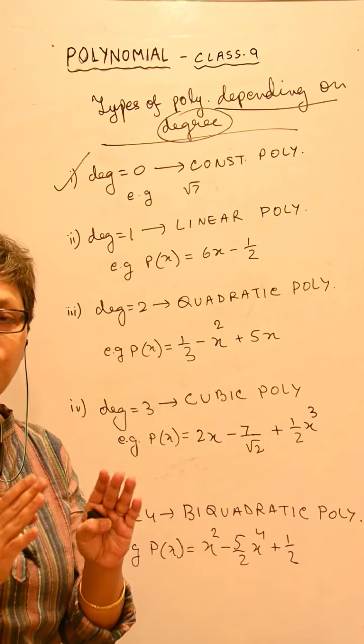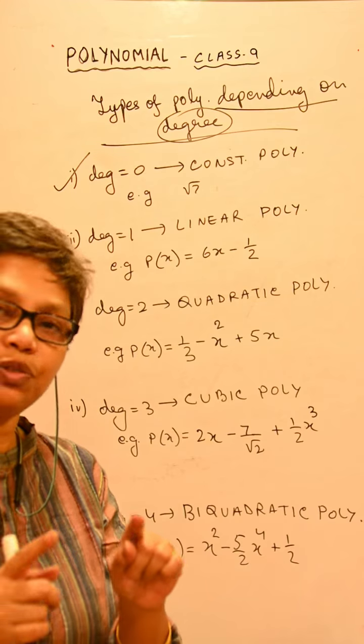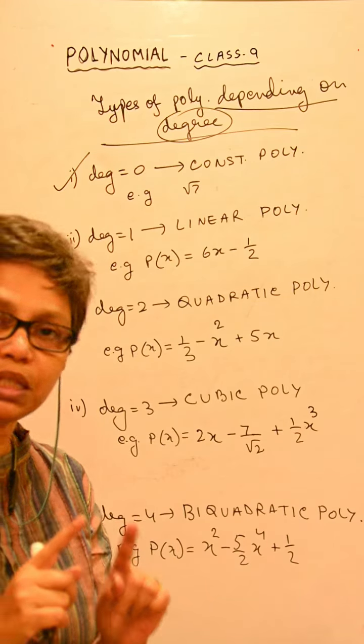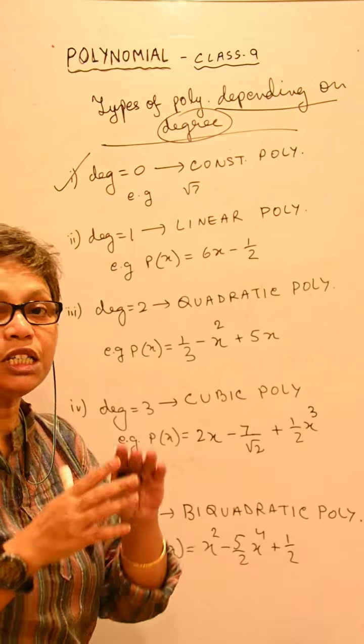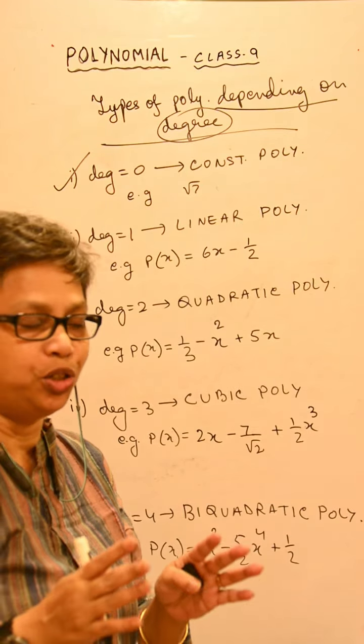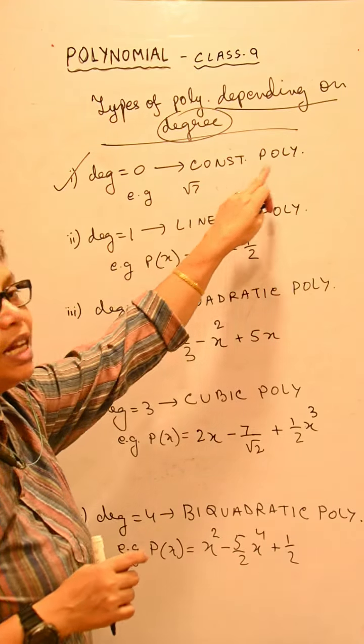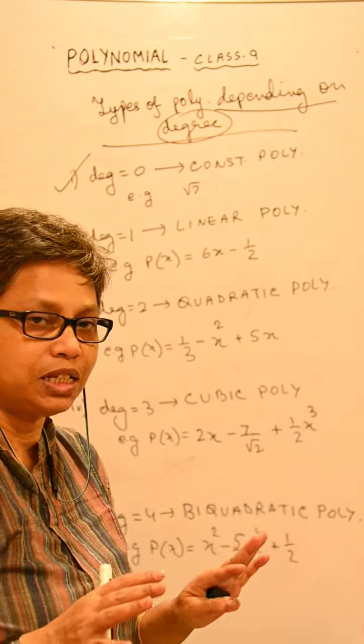So degree 0. As you know, the power of a variable starts from a whole number. That is, the minimum value can be 0. So if the highest power is 0, that is a constant polynomial. If the degree is 0, then that is a constant polynomial. So that much is clear.